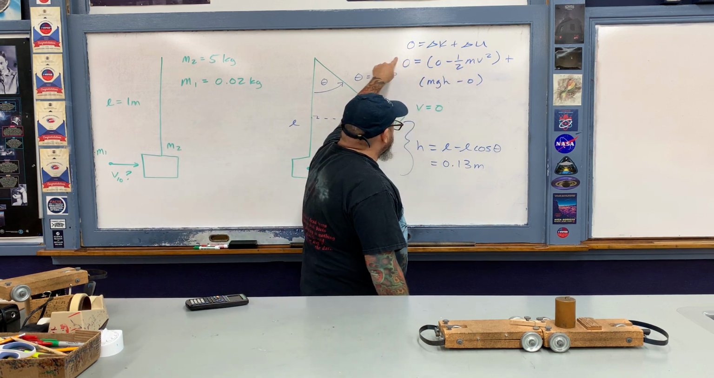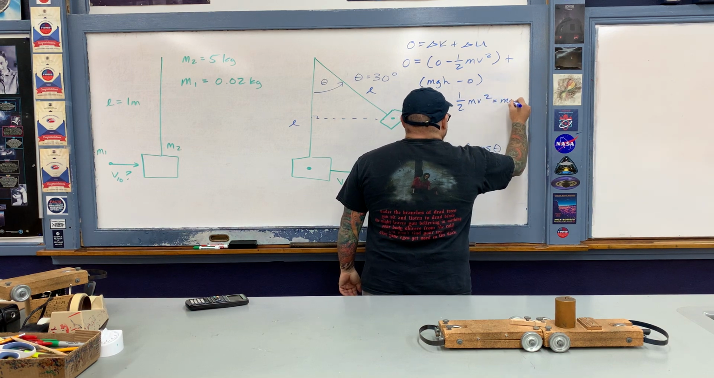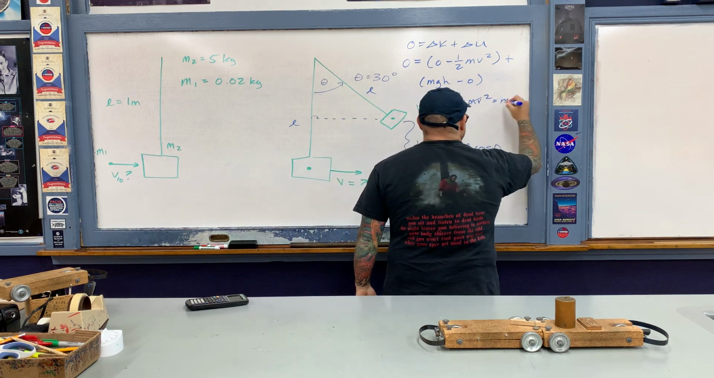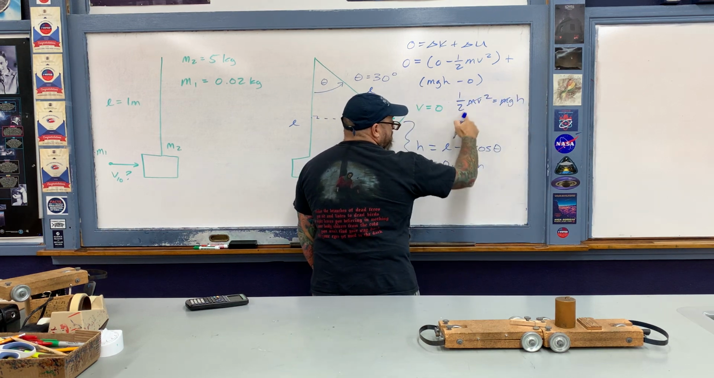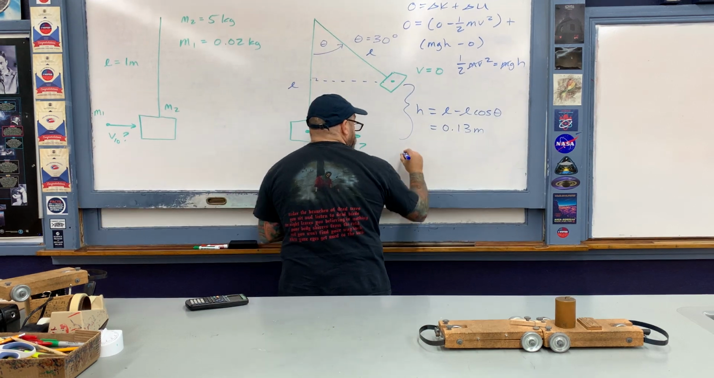Let's move the 1/2 mv squared to the other side like so. Okay, and then at this point, as you can see, the mass m cancels. Like so, and now we solve for v. So multiply the 2 to the other side and then take the square root. I'll just put this down here at the bottom like so.